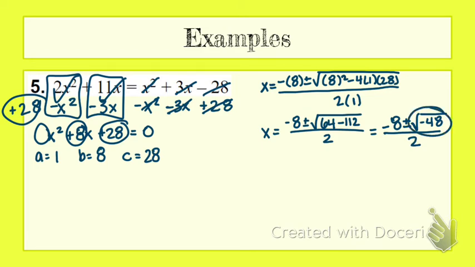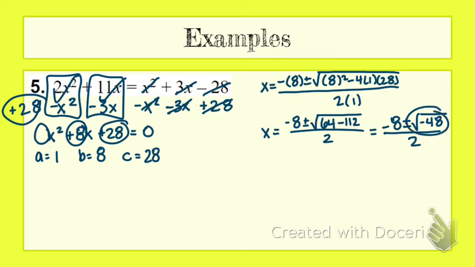Now, when we look at this radical, it has a negative under it. And we've always been taught that you can't take the square root of a negative number. But if you remember, we learned about this magical number i, and it's called an imaginary number. And that imaginary number is equal to the square root of negative 1.